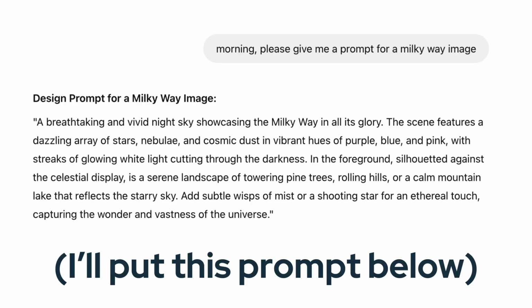And it came back with a breathtaking and vivid night sky showing the Milky Way in all its glory. The scene features a dazzling array of stars, nebulae, and cosmic dust in vibrant hues of purple, blue, and pink. Streaks of glowing white light cutting through the darkness. In the foreground, silhouetted against the celestial display, is a serene landscape of towering pine trees, rolling hills, or a calm mountain lake that reflects the starry sky. Add subtle wisps of mist and shooting stars for an ethereal touch, capturing the wonder and vastness of the universe.